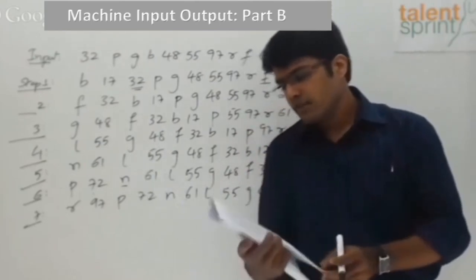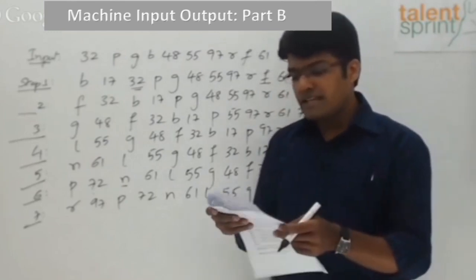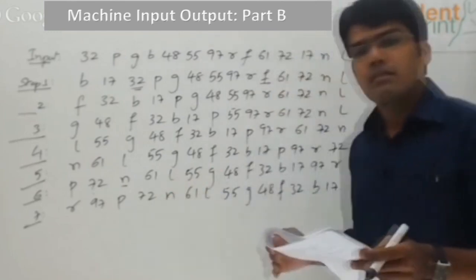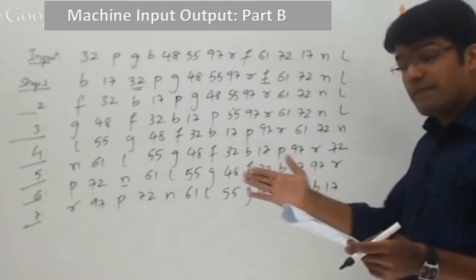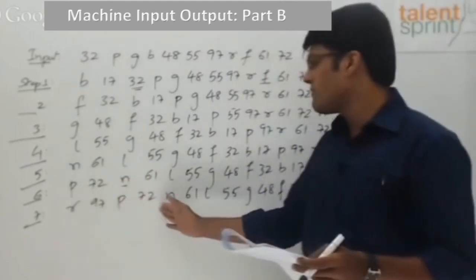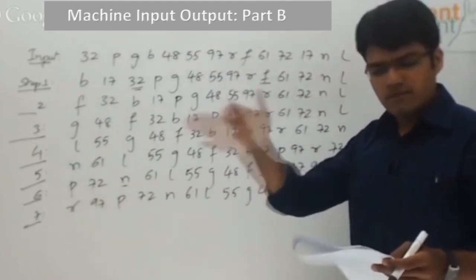Then what's the next question? What is the position of nice from the left end in the final step? Nice from the left end in the final step. Left hand, it says. So 1, 2, 3, 4, 5. Fifth from the left hand. So fifth is the answer, option 1.